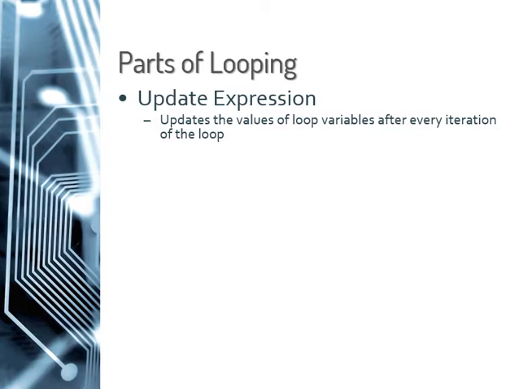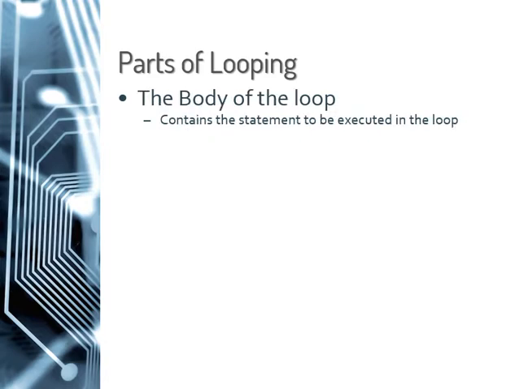Next part of the loop is the update expression. This is the part that updates the value of the initialized loop variable. The update expression is the part of the loop wherein that variable is updated into a new value. And then next is the body of the loop, the actual content of the loop, the part of your code that you repeatedly execute.